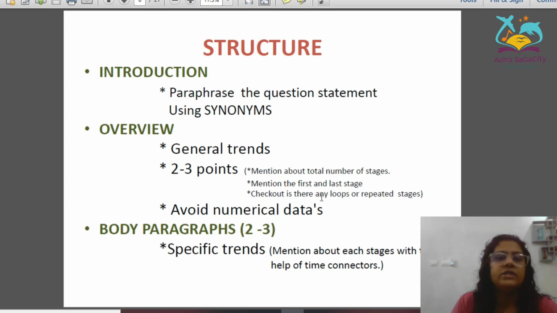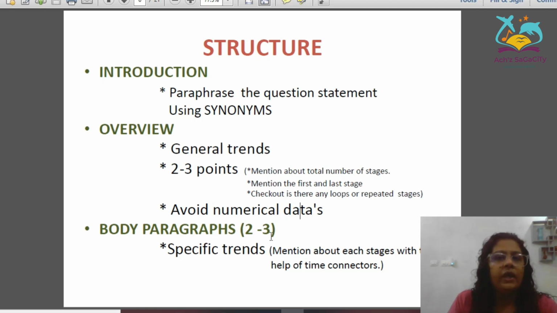You can't use any type of numbers in case of overview. So if you are writing the process consists of 5 steps, try to mention the 5 in wording. That means F-I-V-E. No need to write that in number. So that's about the overview. Then soon after that you need to write the body paragraph. You can arrange the body paragraph into 2 or 3.